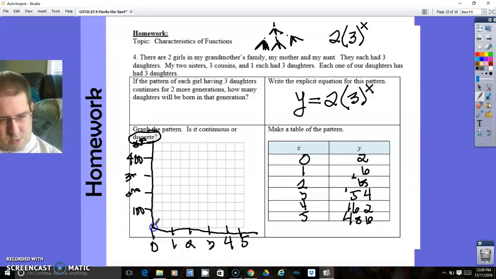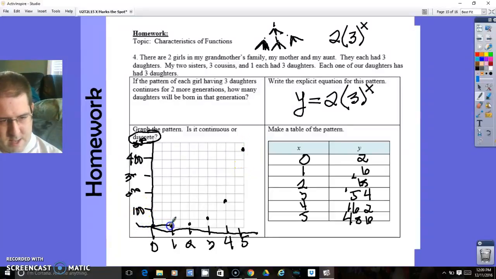So 0 was 2, so that's so low you can't even tell. 1 was 6, still so low you can't even tell. 2 was 18, still very low. 3 was 54, slightly above right there. 4 was 162, about right there. 5 was 486, about right there.